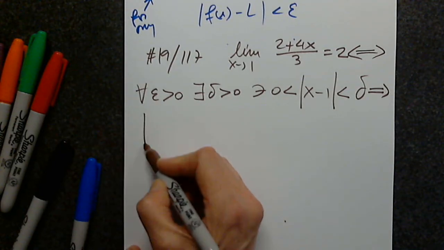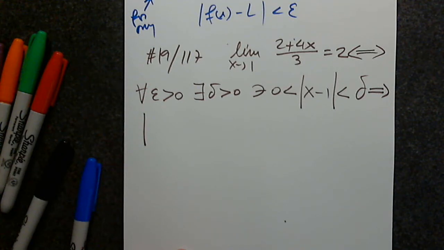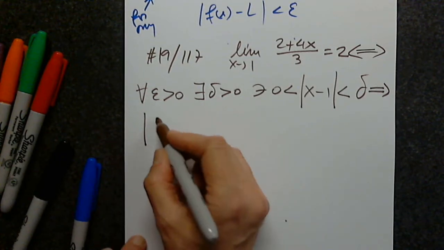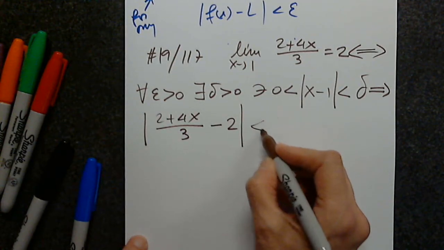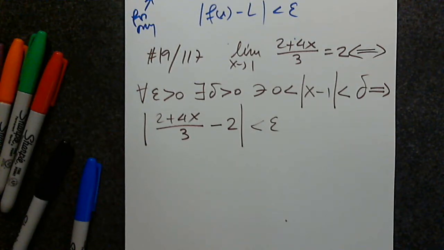You want X of X or the actual equation? I have to use the function now. So the absolute value of (2 plus 4x) divided by 3, minus 2. Awesome. Less than epsilon. That's it. That's the entire definition. But now I have to prove this.